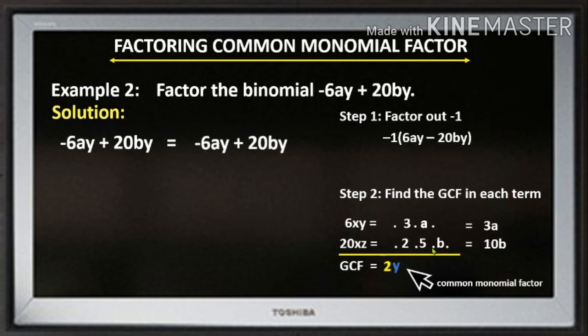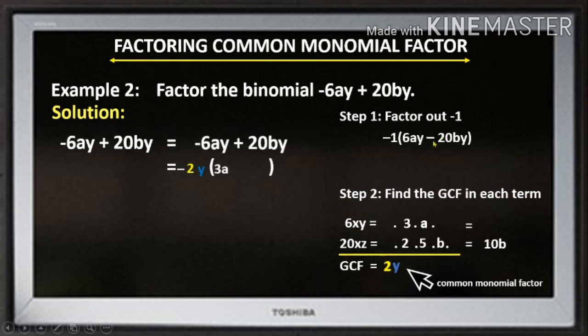so that becomes 10b. Okay? So since this is our common factor, and earlier we have factored out negative 1, our common factor now is negative 2y, and then we copy the product of the remaining factors in the first term.